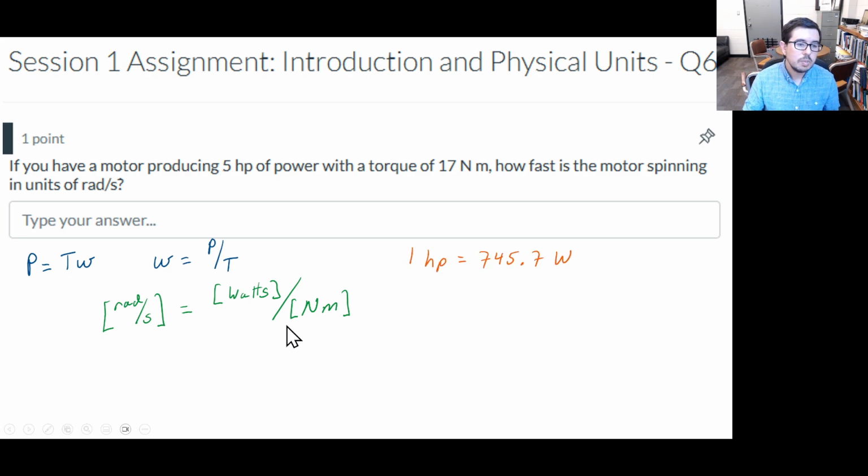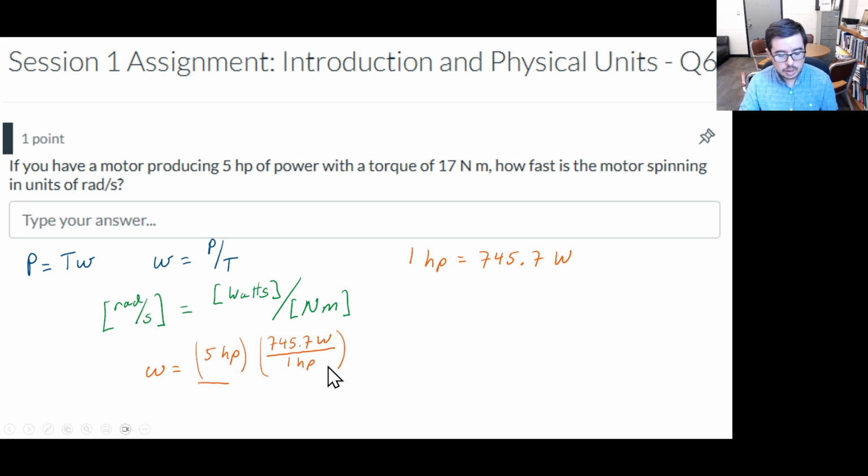Now, it's also probably helpful to refresh ourselves on what 1 horsepower is equal to, because watts are in our metric system, and horsepower is more of an imperial unit of power. So about 746, 750 watts, whatever, is equal to 1 horsepower.